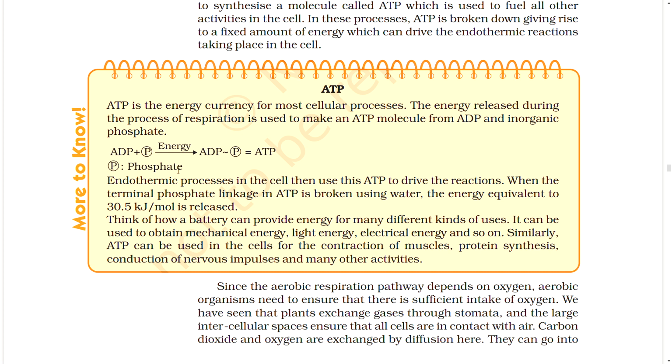When the terminal phosphate linkage in ATP is broken using water, the energy equivalent to 30.5 kilojoules per mole is released. Think of how a battery can provide energy for many different kinds of uses. It can be used to obtain mechanical energy, light energy, electrical energy, and so on. Similarly, ATP can be used in the cells for the contraction of muscles, protein synthesis, conduction of nervous impulses, and many other activities.